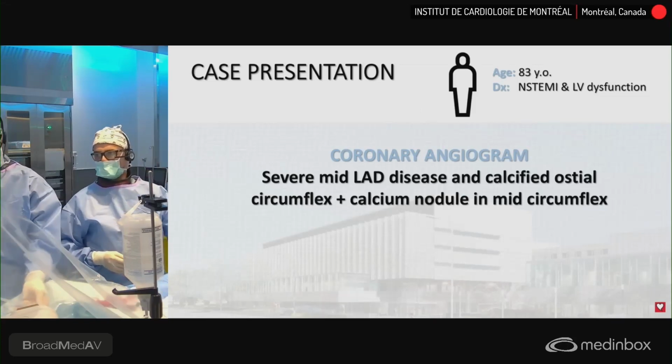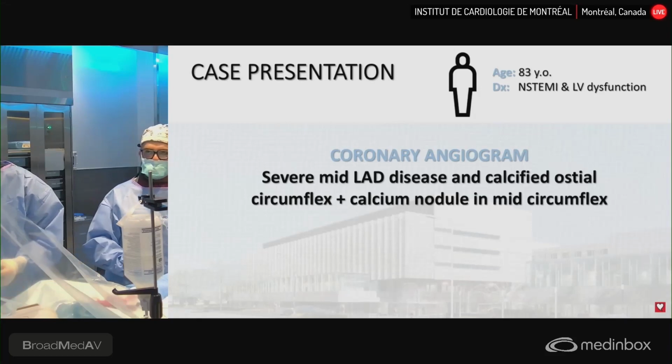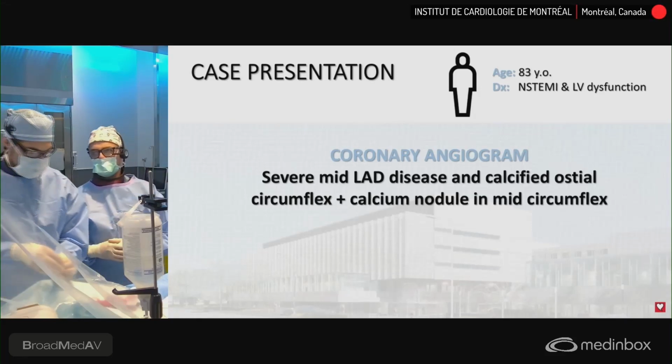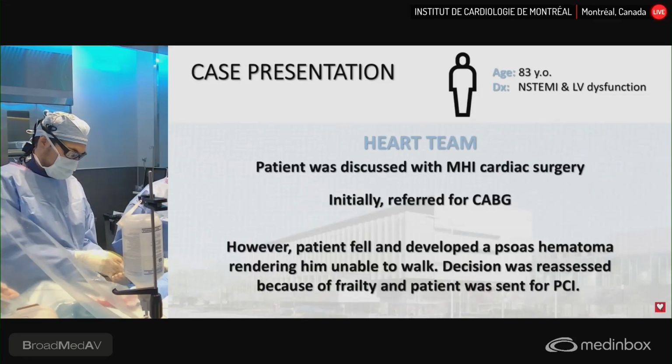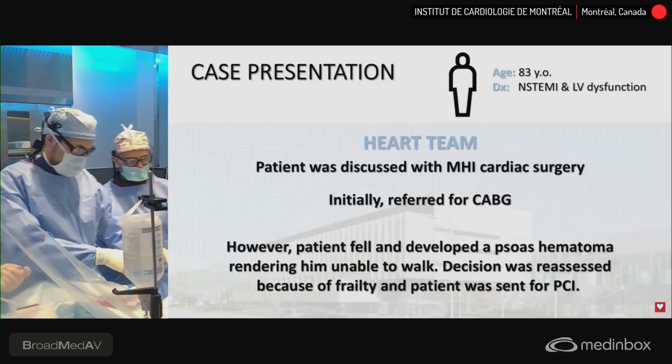Because stenting the ostial circumflex will involve stenting the left main, and also because the patient has LV dysfunction with 2-vessel disease in a diabetic patient, we opted for a heart team discussion. The patient had preference for coronary artery bypass graft, and he was actually scheduled to undergo the operation.